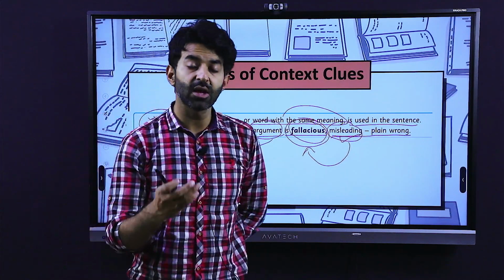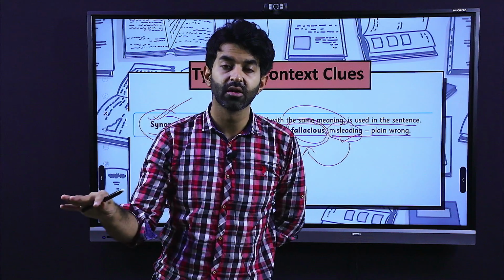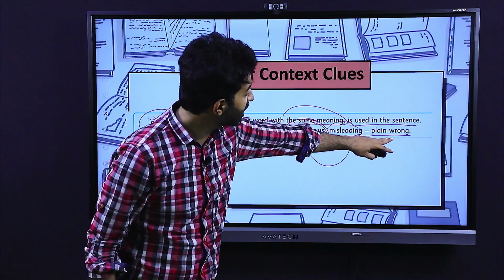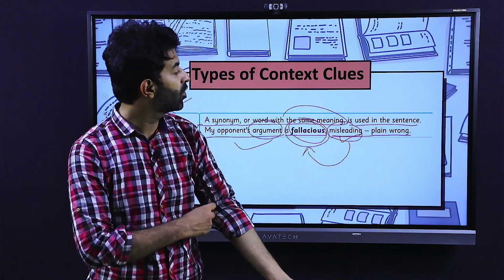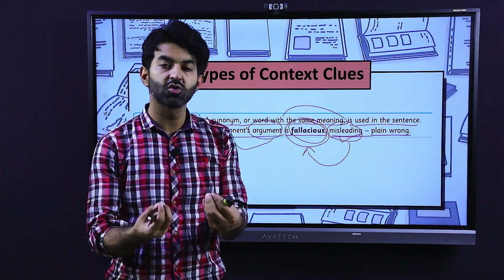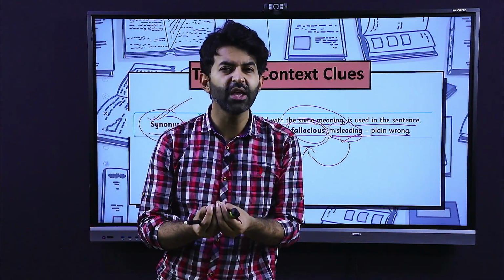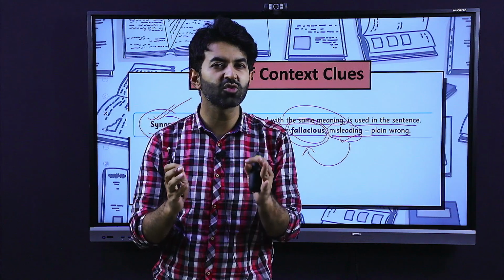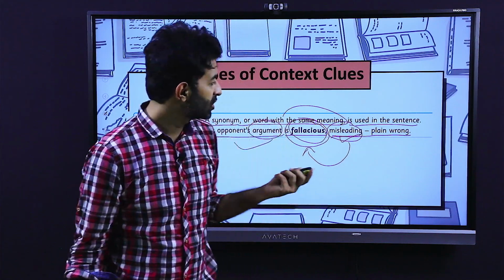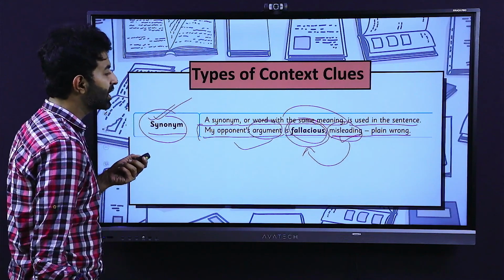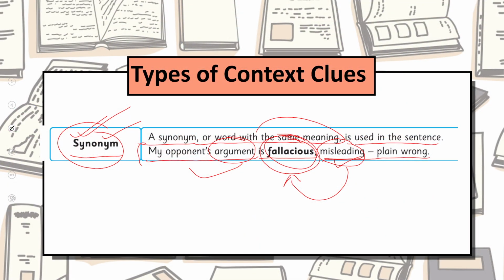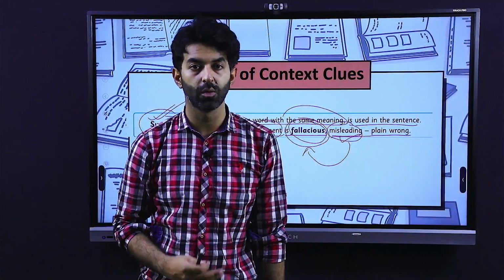Plain wrong. And when something is misleading, it is wrong. It is leading you in the wrong direction. So again, you can see that the group of words, plain wrong, is also telling you that the meaning of fallacious is that something is wrong here. It is a negative word. So that's how you find a context clue in this sentence, a context clue of the nature of synonym, and you find the right meaning of the word which was unknown to you a moment ago.